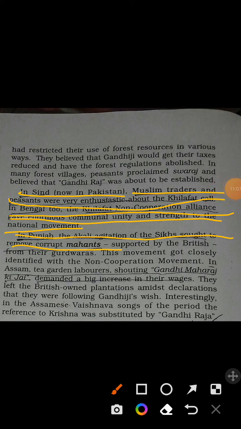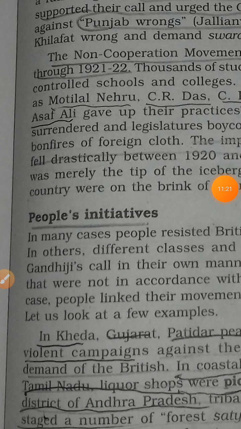In Assam, tea garden laborers shouted Gandhiji Maharaj Ki Jai and demanded a big increase in their wages. So the people also took initiative for the national movement.